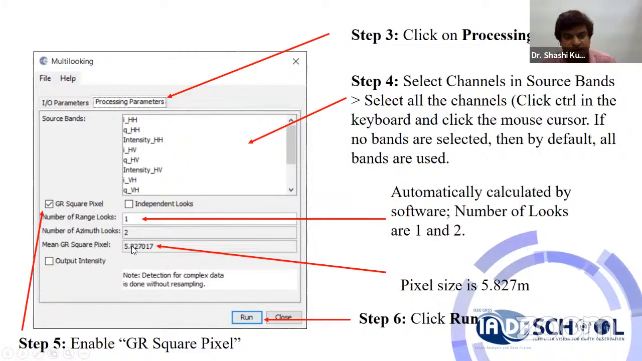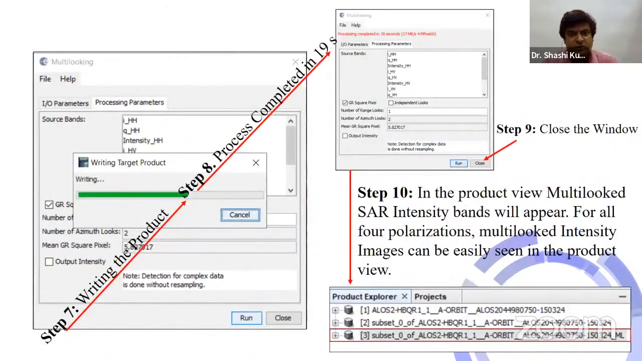And now here the square pixel shape will be approximately 5.827 meter, so this will be generated. And what you will have to do, you will have to click on run. When you click on run, the data set will be multi-looked, so it will take some time. It depends on your system how much time it is taking.